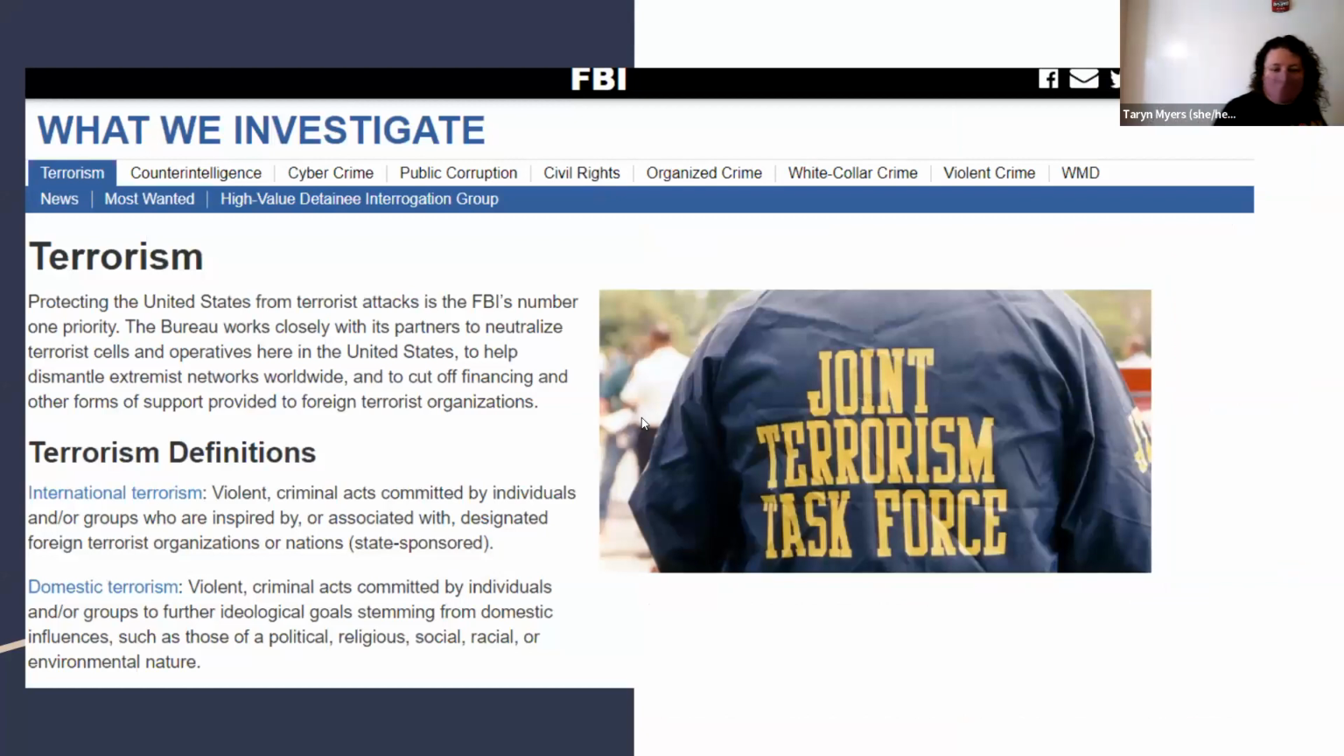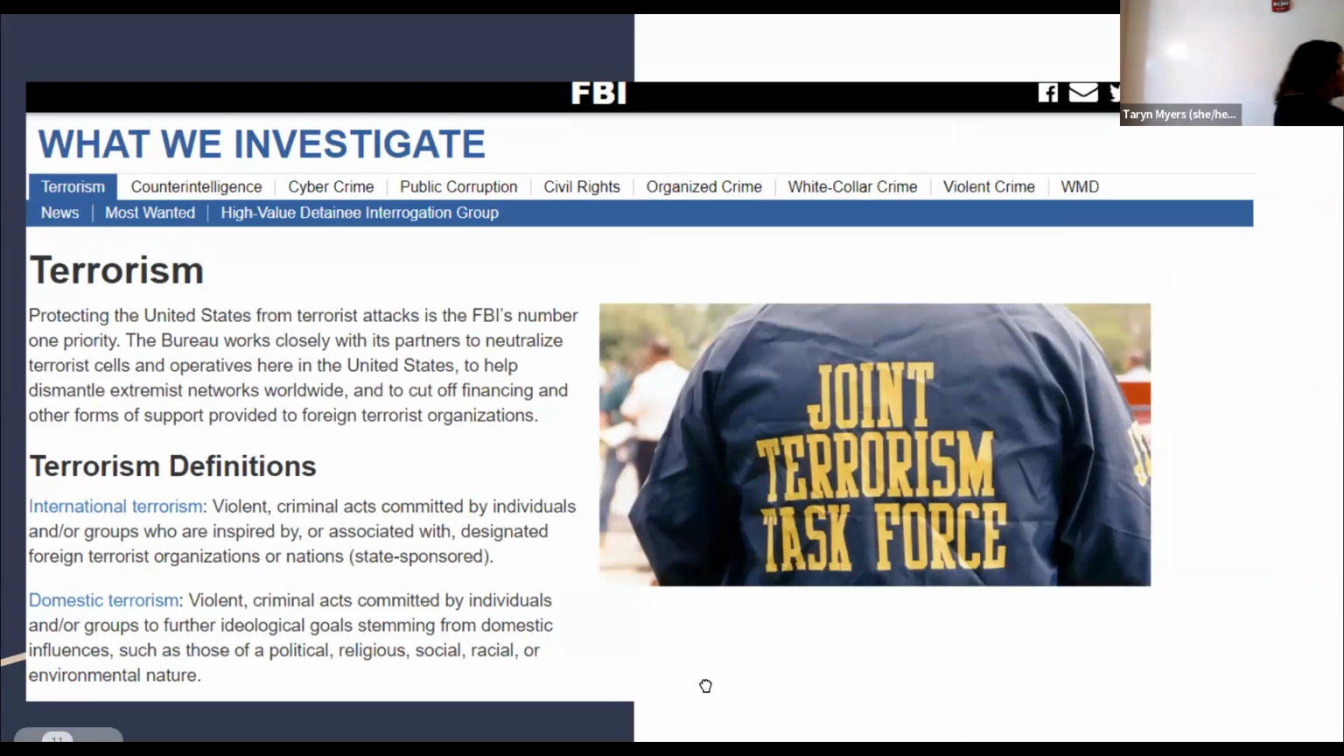And in fact, I believe this is the FBI website. We do have definitions of domestic terrorism on the FBI website. So the FBI does include these folks in their definitions of terrorism: violent criminal acts committed by individuals and/or groups to further ideological goals stemming from domestic influences, such as those of a political, social, racial, or environmental nature. And so again, pointing out that these folks can exist on both sides of the spectrum, right?